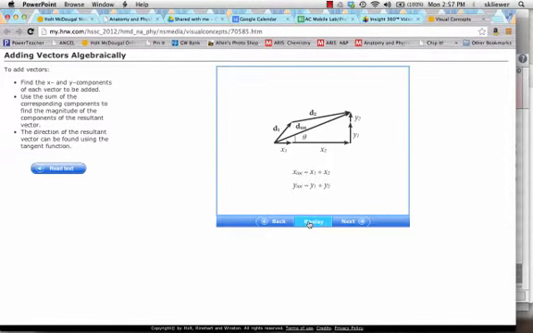Hang on, I blinked and I missed that. Here, watch. Find the x and y components of each, as we have done before. Watch it again. The total vector can be found by adding the components. The total x component will be the sum of the x components. The total y component will be the sum of the y components. The result will be the x component and y component of the resultant vector d.